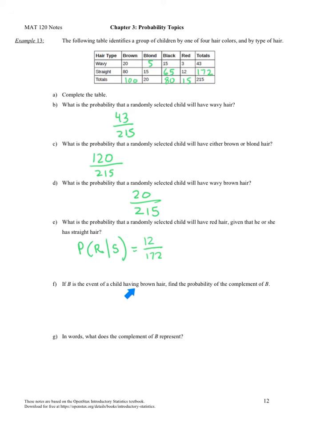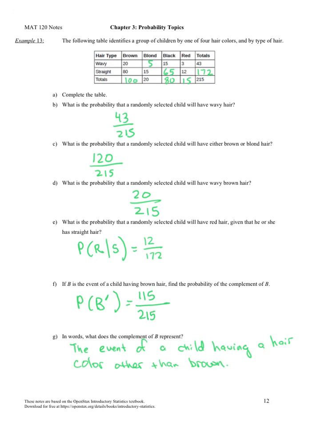If B is the event the child has brown hair, find the probability of the complement of B. And let's remember that this right here is the notation for complement, and this means how many children don't have brown hair. Well, if 100 do, and there's a total of 215 children, that means 115 children will not have brown hair. And in words, what does the complement of B represent? And that is the event of a child having a hair color other than brown.